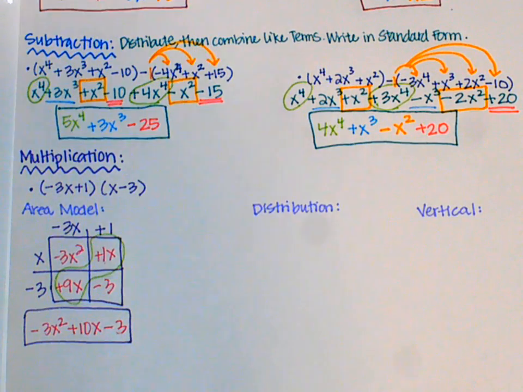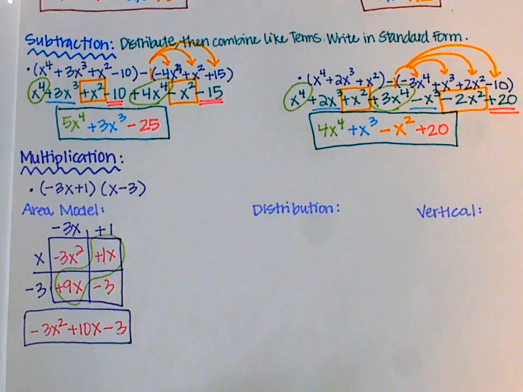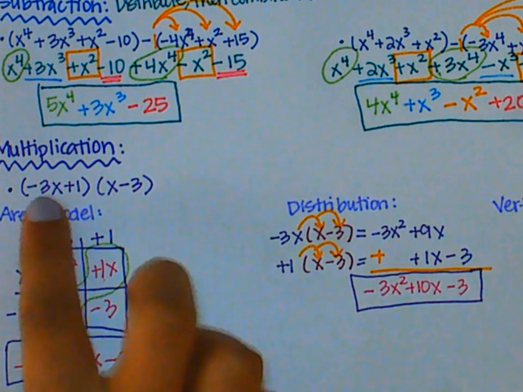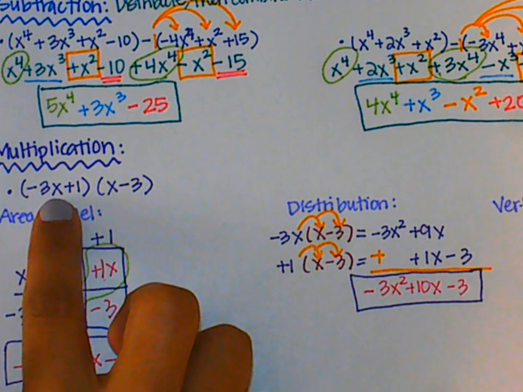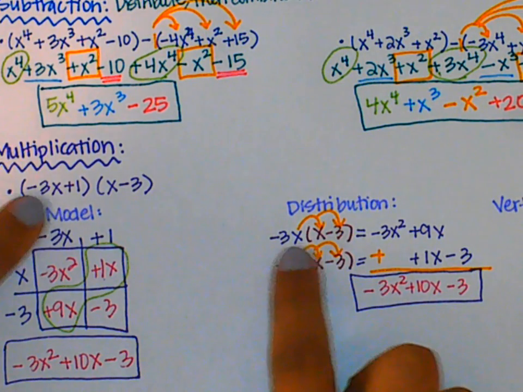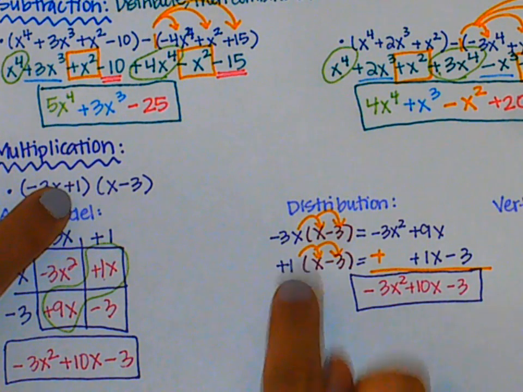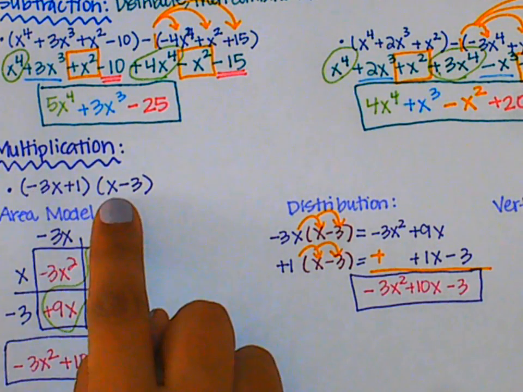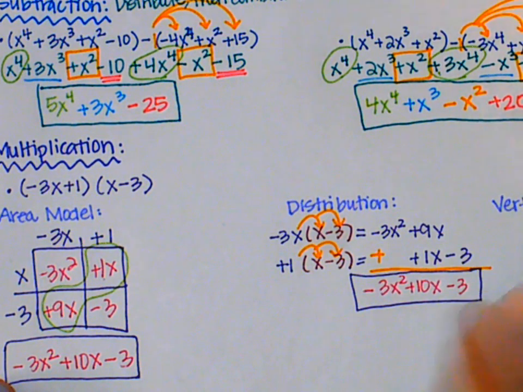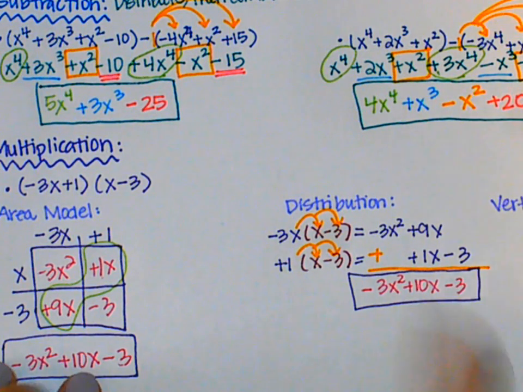There are a couple more ways that we can solve these. The next method that we learned was the distribution method, where I take the first binomial and I separate it. So here's the 3x squared and then that plus 1, and I multiply each one of those terms by the second binomial, which is x minus 3. So I distribute and I got this, distribute, got this. I was able then to combine the like terms, and you'll notice that you get the same answer.